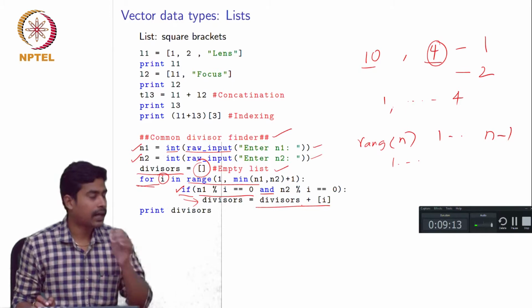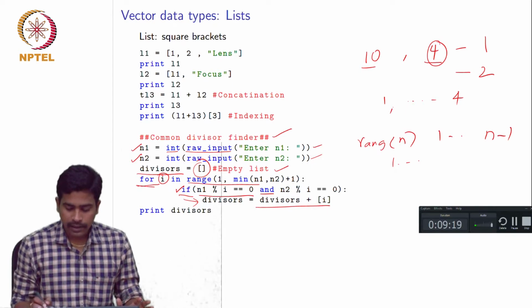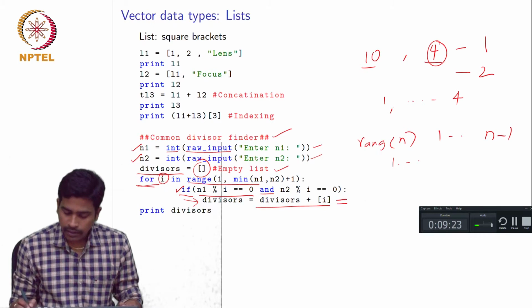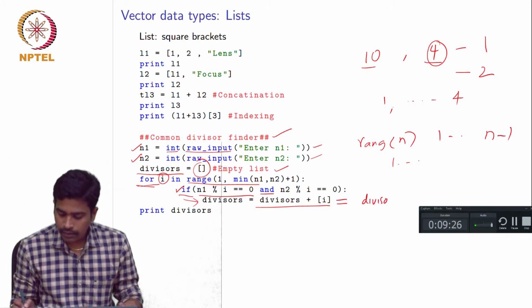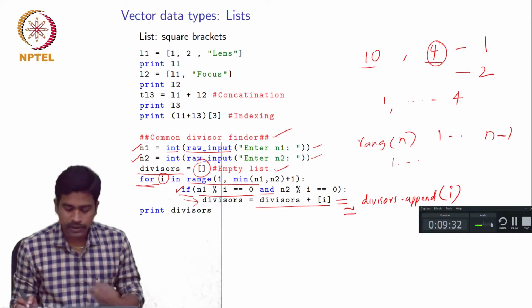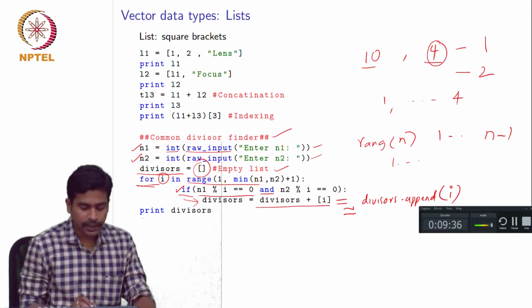For appending, as I have said before, you can use the append statement, or you can also create a new list and add it to the existing list. This is similar to the append method. Both statements are allowed, so you can use whichever you want. And finally we are printing the divisors.